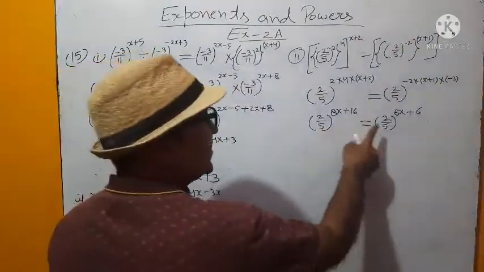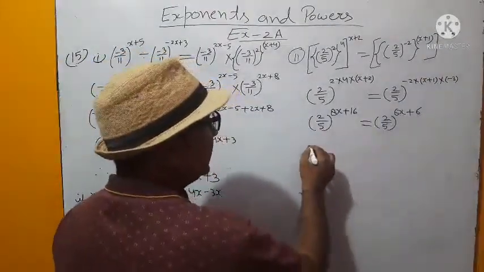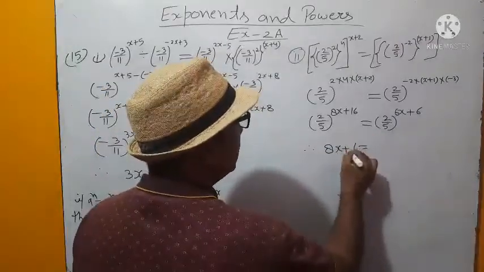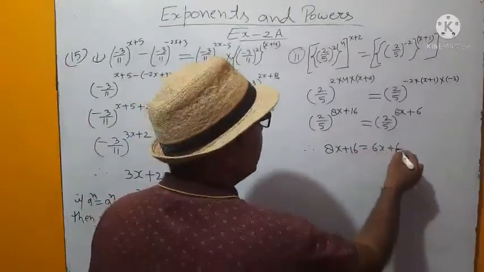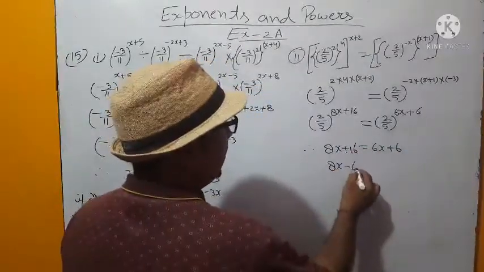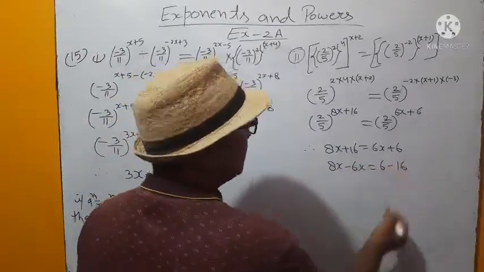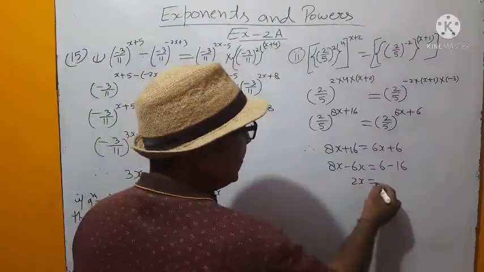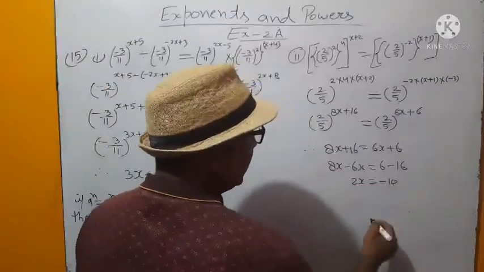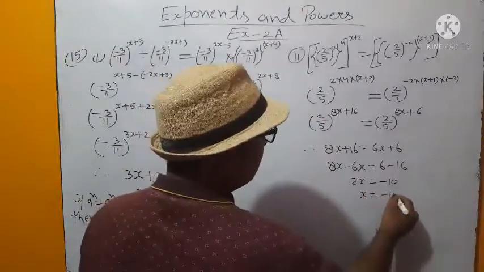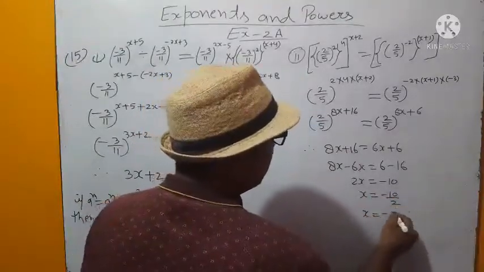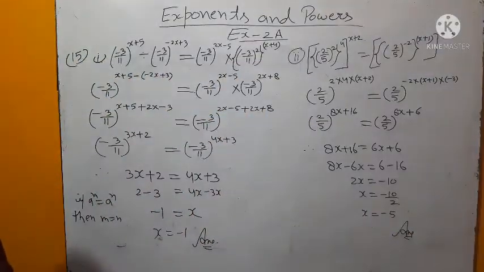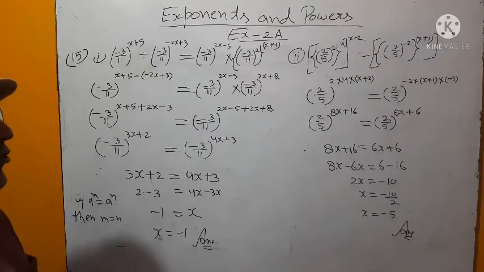Now again, bases are same and there is equality, then you can write it 8x plus 16 is equal to 6x plus 6. Now 8x minus 6x is equal to 6 minus 16. Okay. 8 minus 6 is 2x. 6 minus 16 is minus 10. That means x is equal to minus 10 by 2, that is minus 5. So exponential law and calculation, two things are important here.